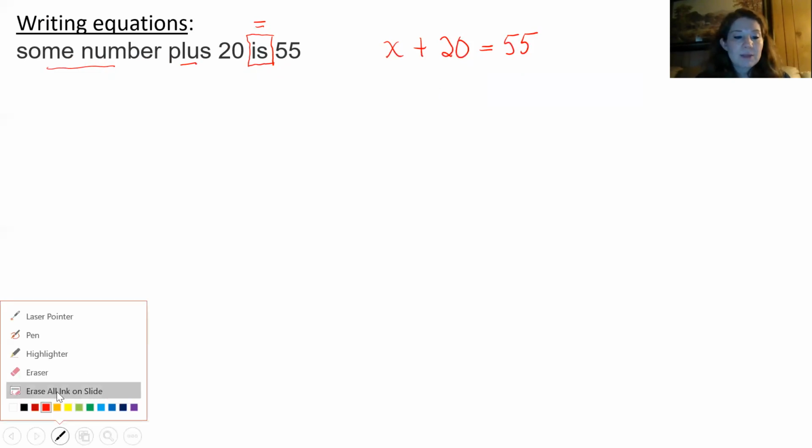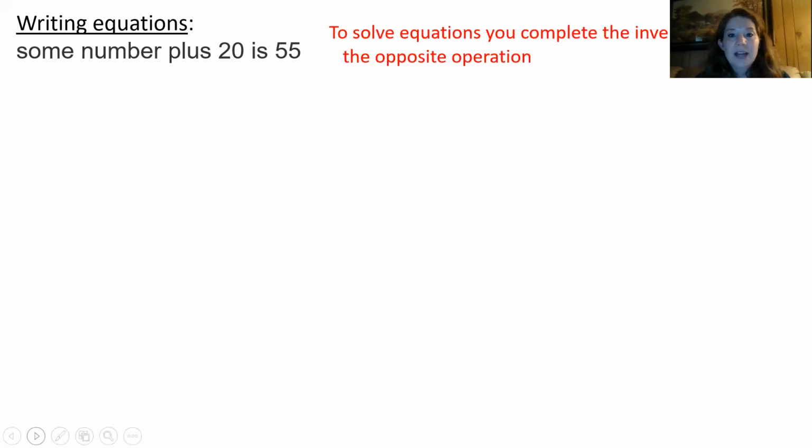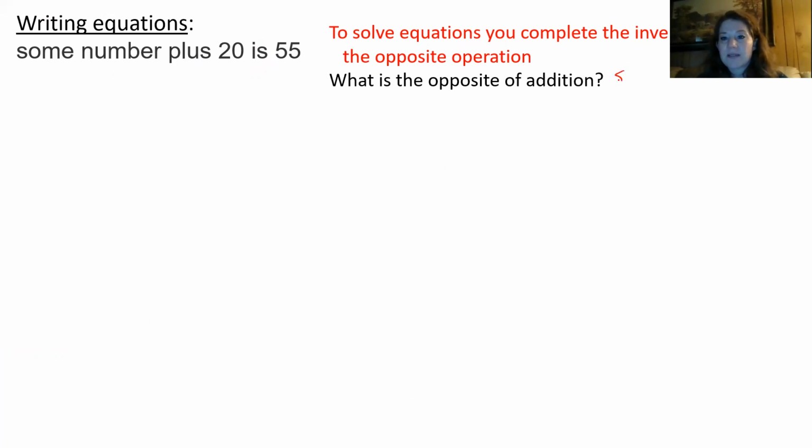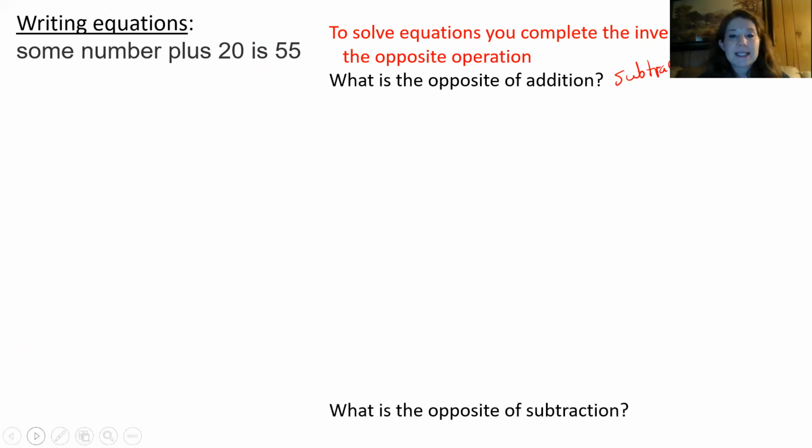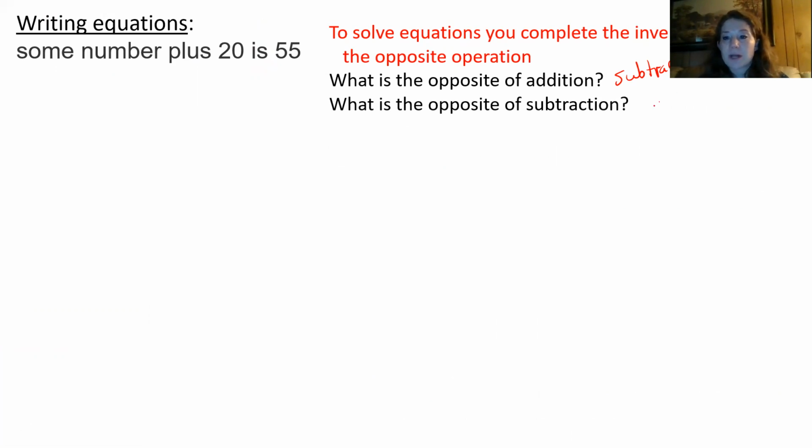Okay, so let me get rid of this. How do you solve equations? To solve equations, you complete the inverse operation, which simply means do the opposite operation. Well, what do you think the opposite of addition is? The opposite of addition is subtraction, which answers our next question. Basically, what's the opposite of subtraction? Well, the opposite of subtraction is addition. So that's what we're going to do. We're going to do the opposite of the operation that we see.